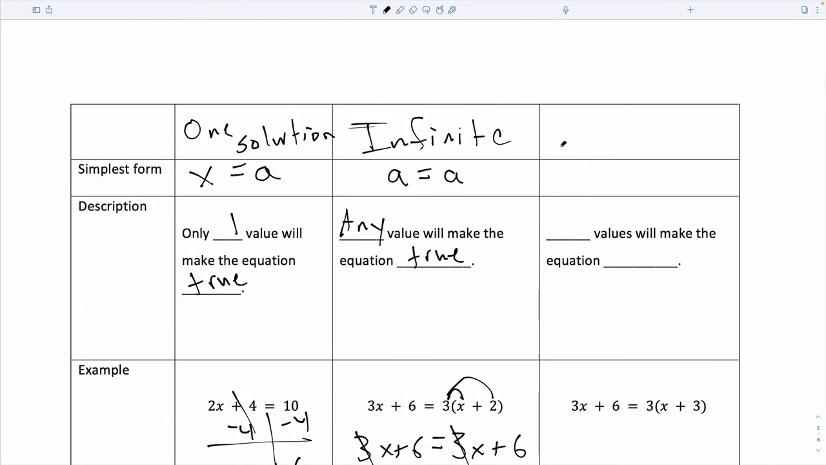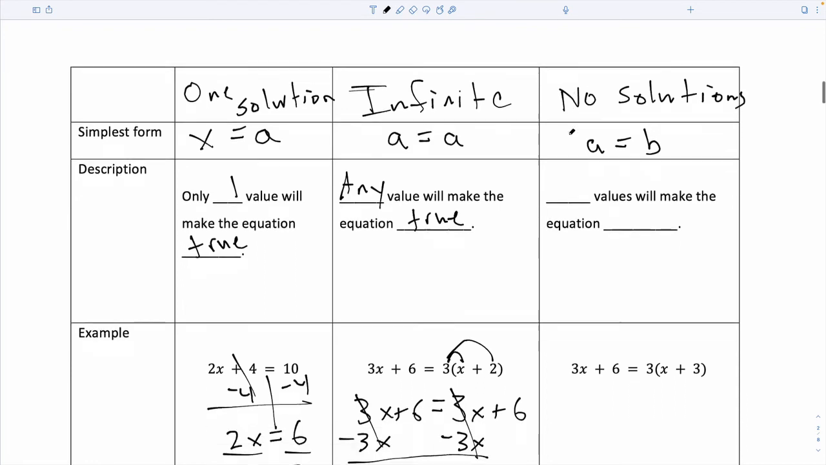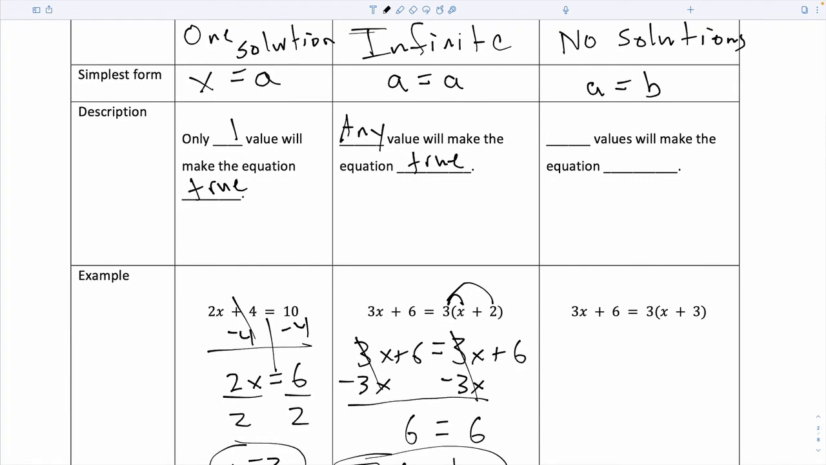Last type of problem, no solutions. Looks like this. Algebraically, it's a different number equaling a completely different number. A equals B, and we call that liar, liar, pants on fire. And for this one, no equation will make it true. No value will make the equation true. And we'll say never true. Equal sign is lying.